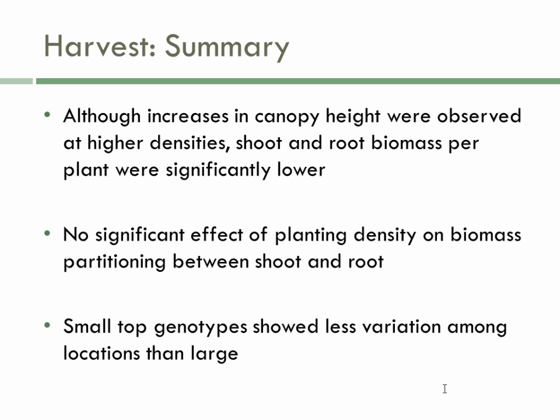Just in summary, although there were a lot of increases in plant canopy height at higher densities, the shoot and root biomass per plant was lower. There was no significant effect of planting density on biomass partitioning between the shoot and the root, and small top genotypes have less variation among locations than large top genotypes. And I had a very interesting conversation with Steve Pincus at TP Produce, and he mentioned that he will actually plant thick and extend the growing season so the roots reach a comparable size, but he also said they were higher quality, which I thought was interesting.